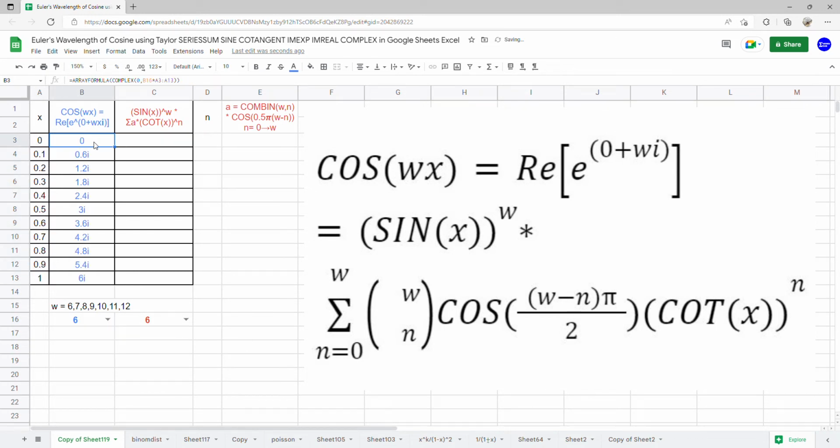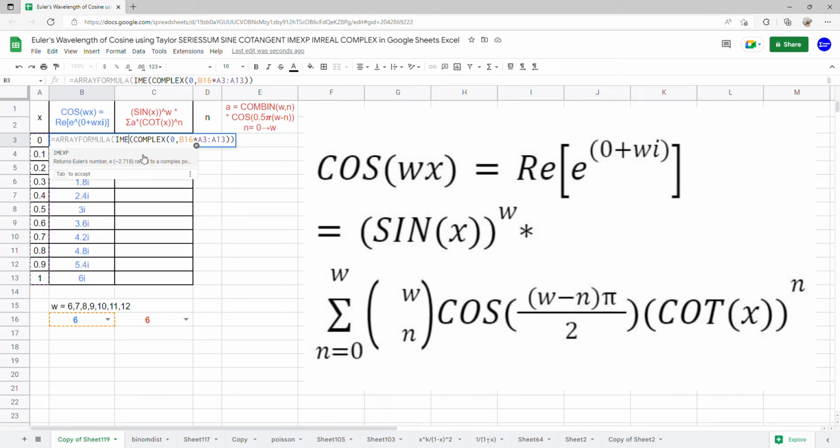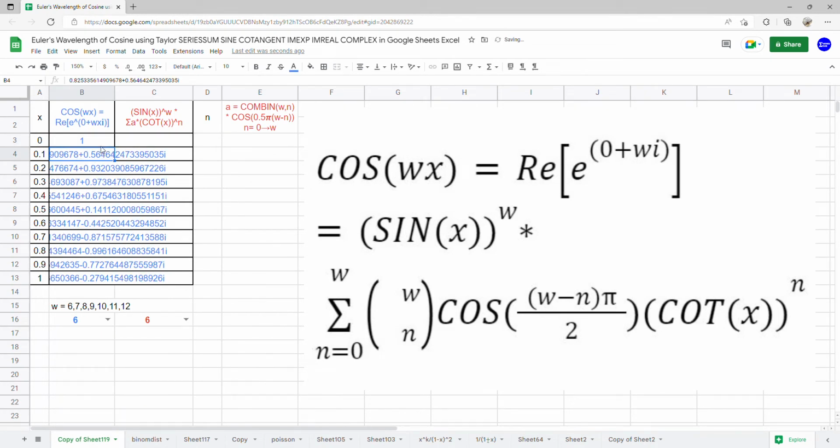And we continue with the Euler's IMEXP. Euler's number raised to the power the complex number. And we take the real part because this is cosine, IMREAL.